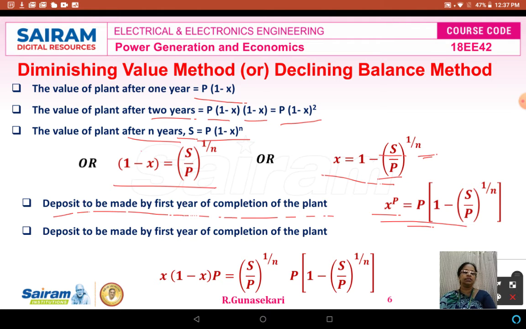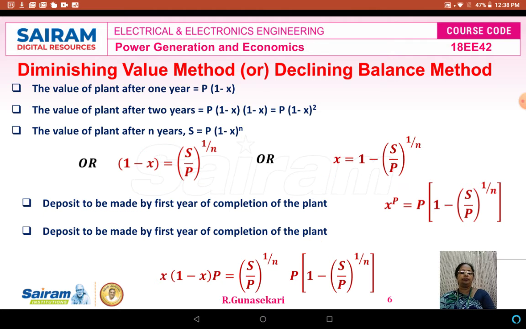Okay, by using this formula, we can calculate the deposit to be made by the first year of the completion of the power plant. Then how to calculate the deposit to be made by first year of completion of the power plant? So even this formula S into 1 minus S into P, that is equal to S divided by P the power 1 by N into P into 1 minus S divided by P the whole power 1 divided by N only.